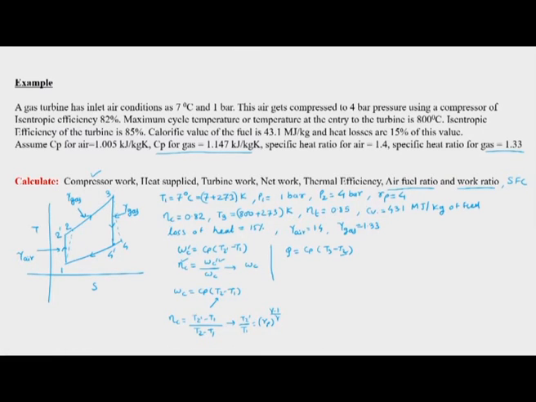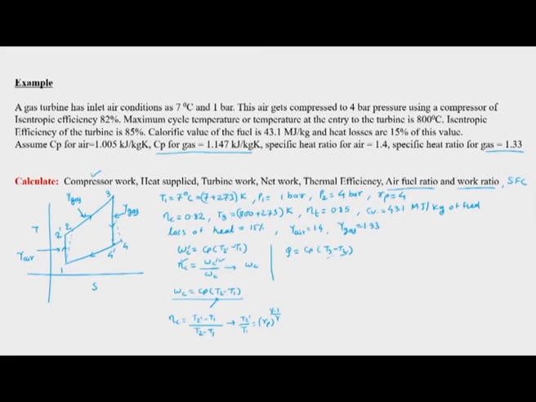T2 dash will be put over here. T1 is known, compressor efficiency is known, T2 can be found out, and that's the way we can find out compressor work. Or otherwise we could have found it in this way from T2 dash and compressor efficiency. But now if we go by this way, we would know what is T2.